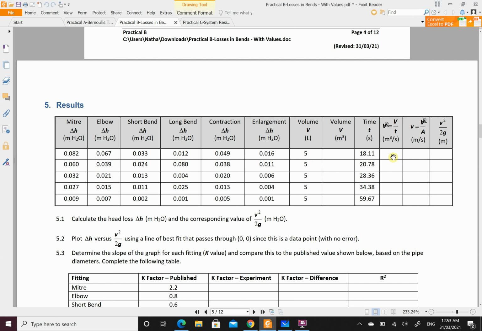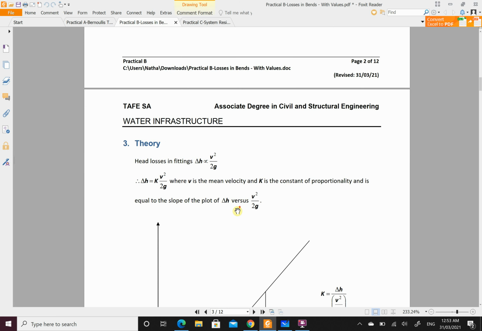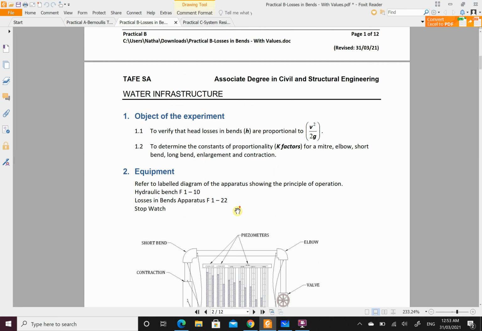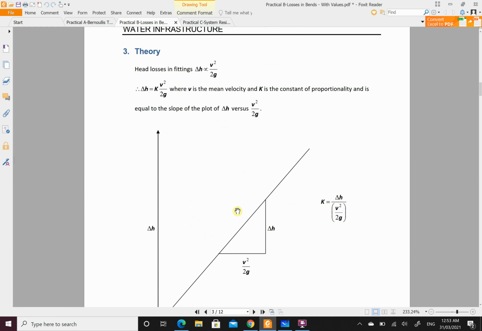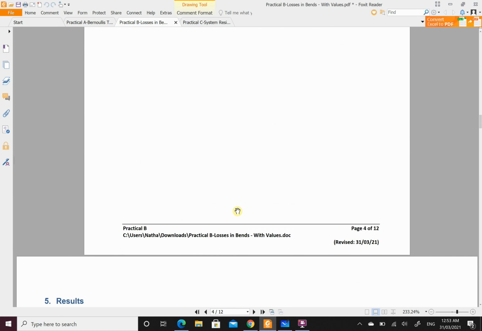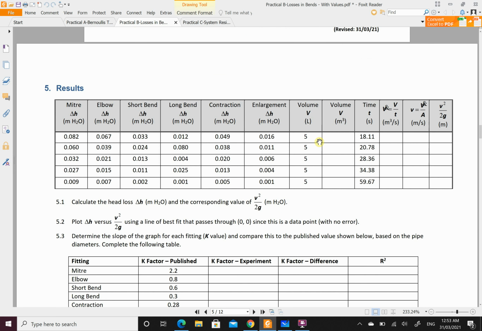Velocity is then flow divided by area. So you have to come back and calculate the area. Have a look up through here and you'll find the areas of different things. So make sure you read through it and you can go from there. And then we calculate our v squared on 2g. So I've got v, I can then calculate my v squared on 2g.